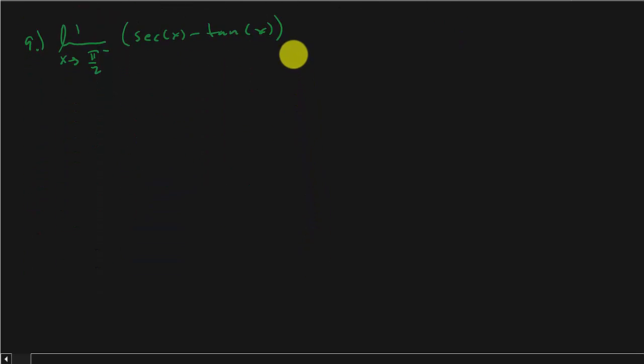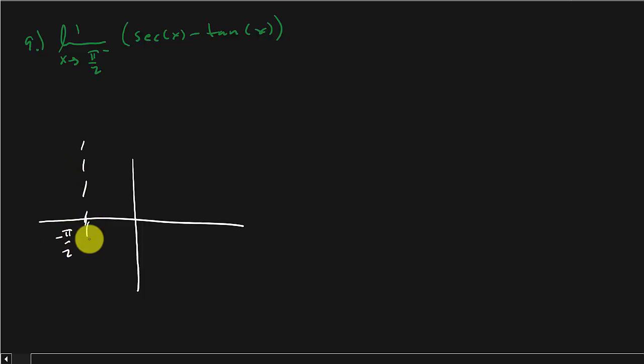All right, let's look at this one. The limit of secant x minus tangent x as x goes to pi over 2 from the left. All right. So how do we do this? Well, first we need to really see what's going on, don't we? You can do that by sketching the graph of each of them. There's negative pi over 2, there's pi over 2, and we know tangent looks like this.